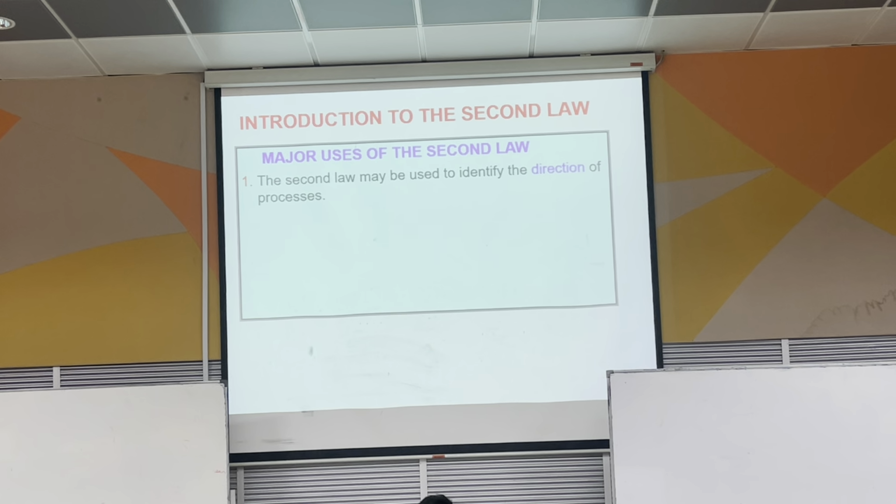Okay, so processes occur in a certain direction and not in the reverse direction. In short, a process must satisfy both the first and the second law of thermodynamics before it can happen. It cannot violate either one of these. So it is not just conservation of energy.